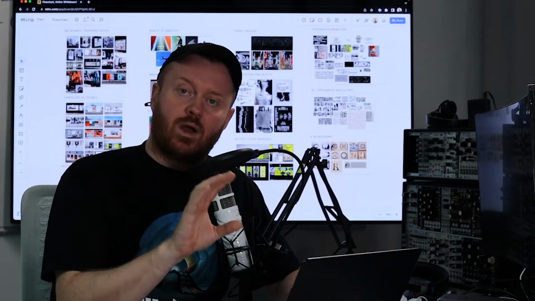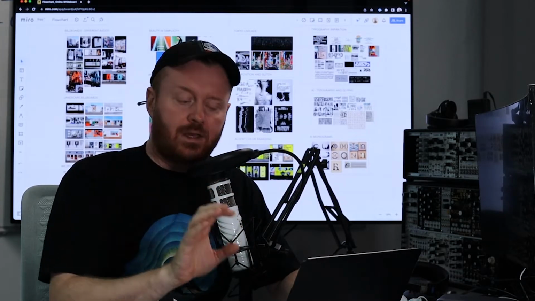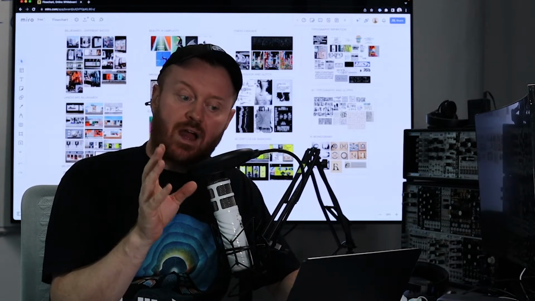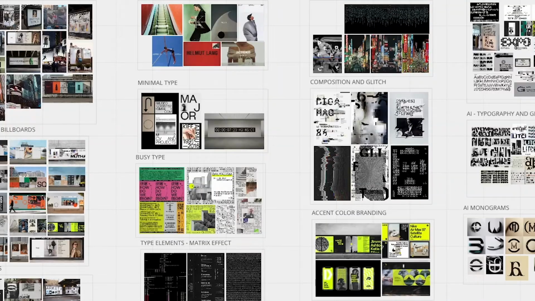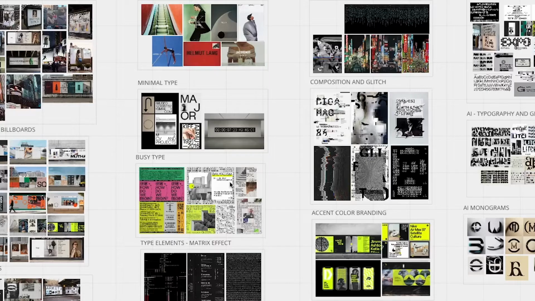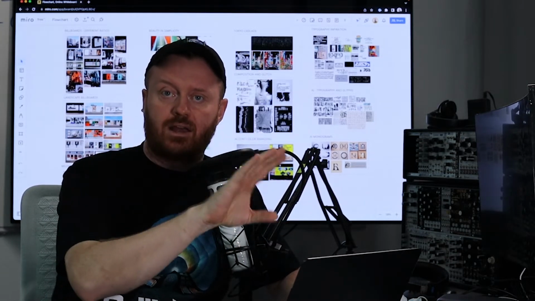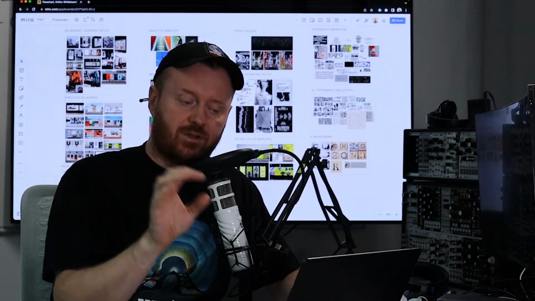This gave us a way to speak to each other about, okay, we want some of this minimal typography, this Swiss graphic design style stuff. Maybe we want to use some more glitchy AI typography, talking about using type as a graphic element. And this allowed us to get on the same page of like, okay, I like this, I don't like that, and just gave us a body of references.